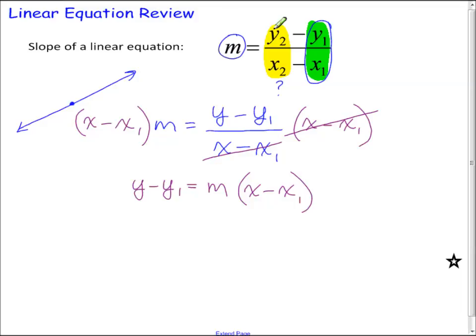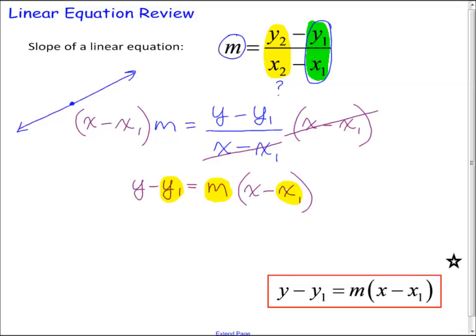The known or given information is a point, x1, y1, and a slope, m. And then x and y are variables. Making it pretty and nice, there is your point-slope form of a linear equation. Let's look at a couple of examples.